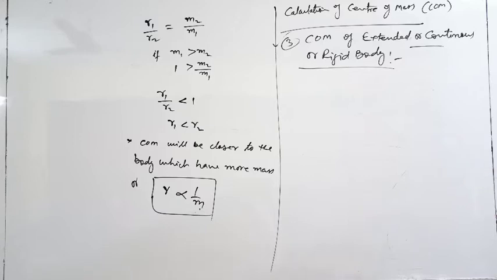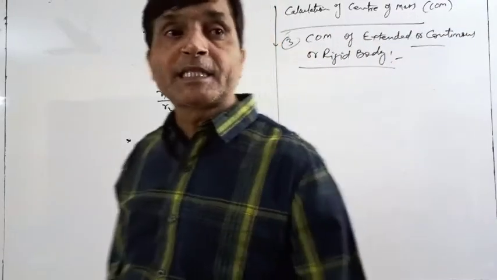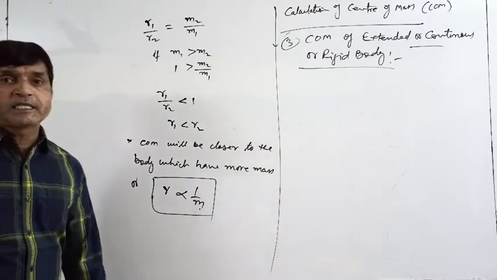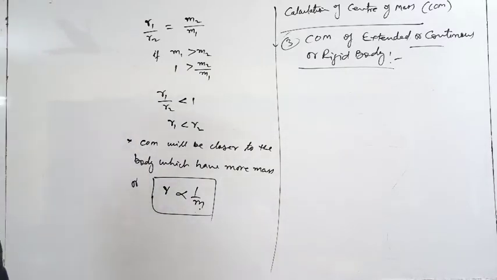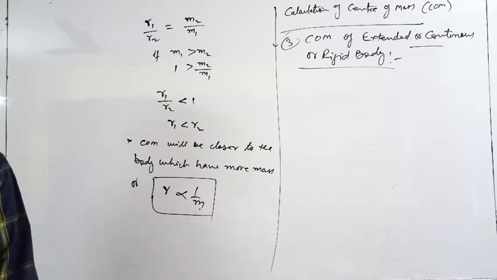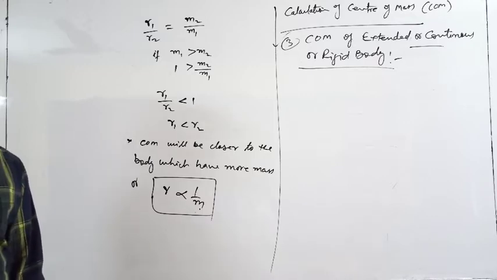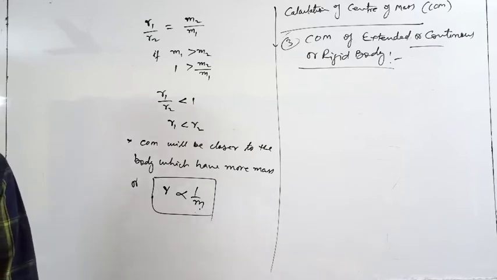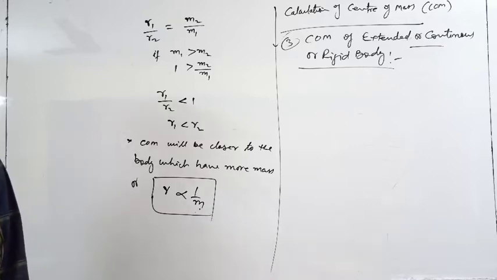Earlier we have done for a point mass, particle, but none of the body is your particle. All are your rigid body. Extended mass is not at one point. Mass is distributed. So since mass is distributed, that's why it is called your extended mass or continuous, and the distance between any two particles is your constant. That's why it is called your rigid body. Rigid body means any 2 points in the body will always remain at same distance.